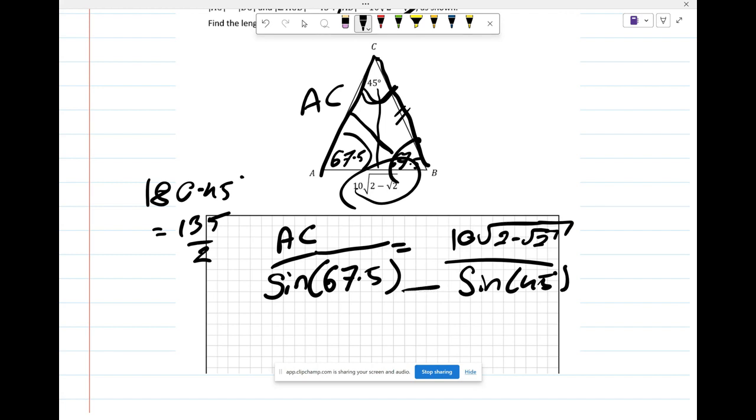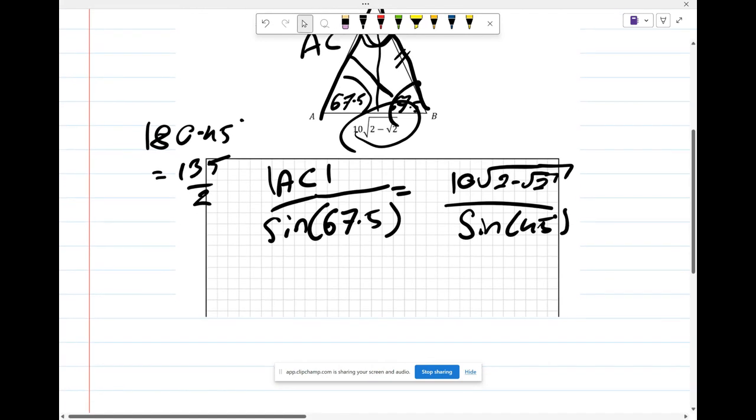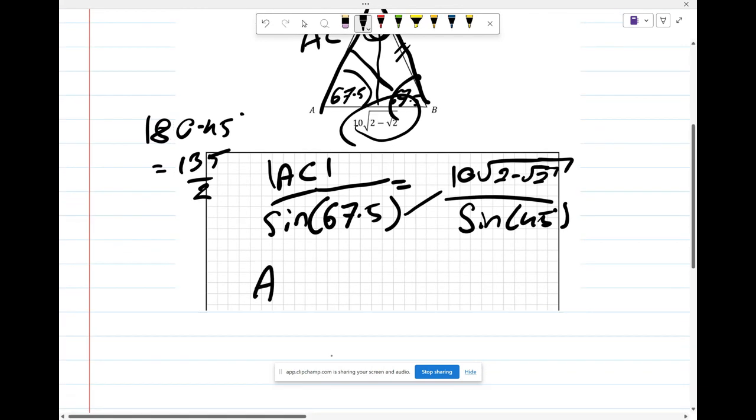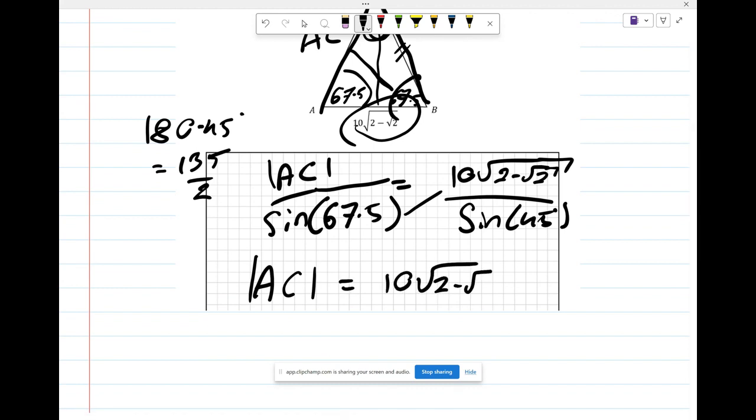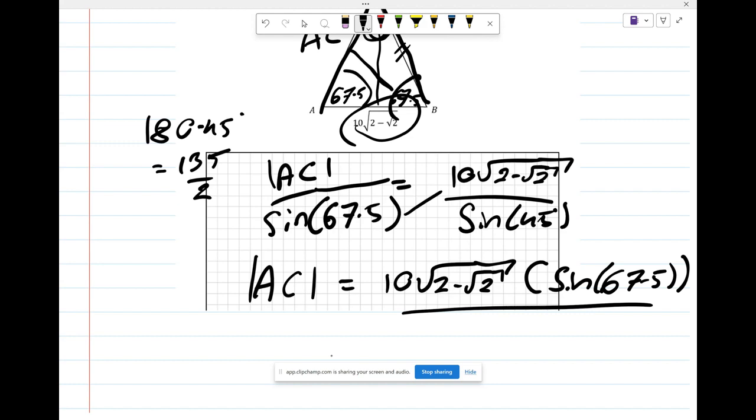Just a small thing as well, keep the sines either above the line or below the line. We could flip both of them and it would still make sense, so we could write the sine on the top and the AC on the bottom, but then we need to make sure the sine 45 is above the 10 root 2 minus root 2. Okay, so now how are we going to find AC? Well, all we have to do is multiply across by sine 67.5. So 10 root 2 minus root 2 times sine 67.5 all over sine 45.